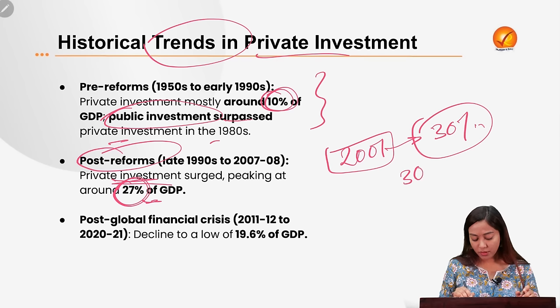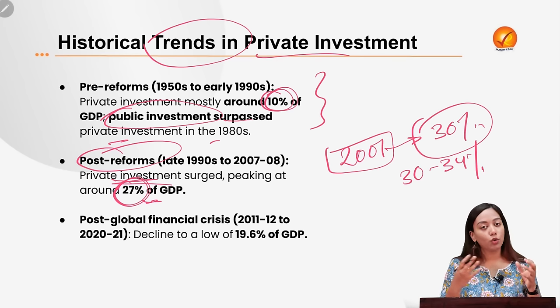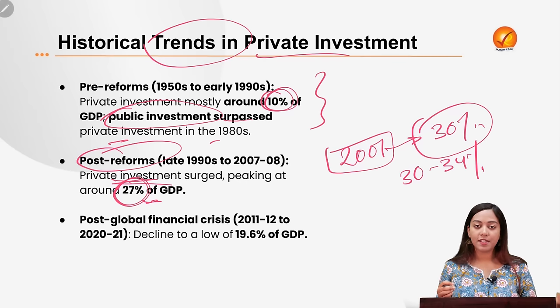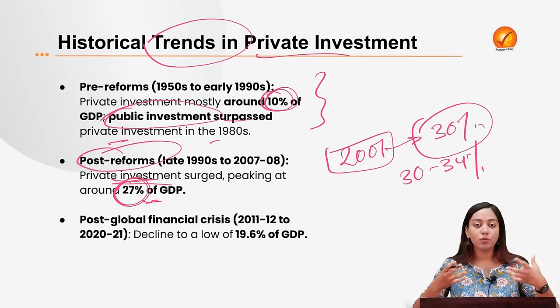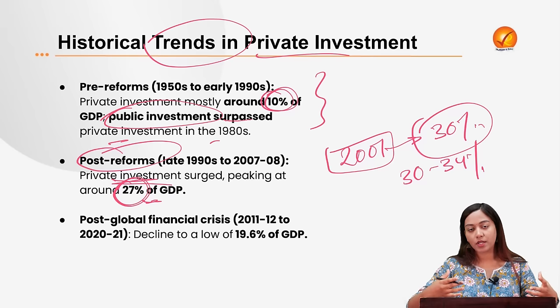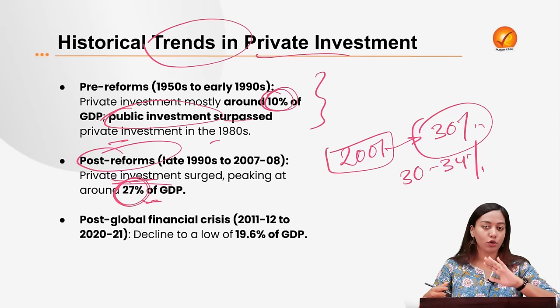In fact, it was somewhere about 30 to 34%. Then the COVID happened and again it slumped down. The investments went down. Why? Because investments are driven by demands. If consumer is not consuming, then I will not be producing. Because the demand slumped, the investment also slumped.